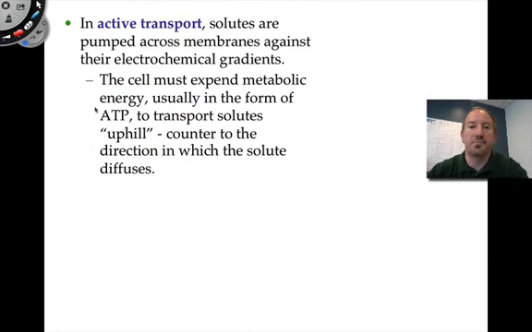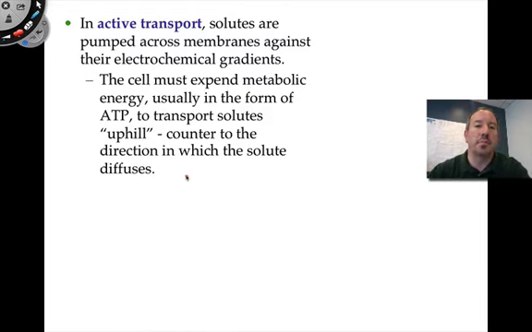That's important. Not only are these permeases selective, but some of them can even do some cool things. They can even move materials against the concentration gradient. I'll give you some examples of why that might be the case, but let me just establish what this means.